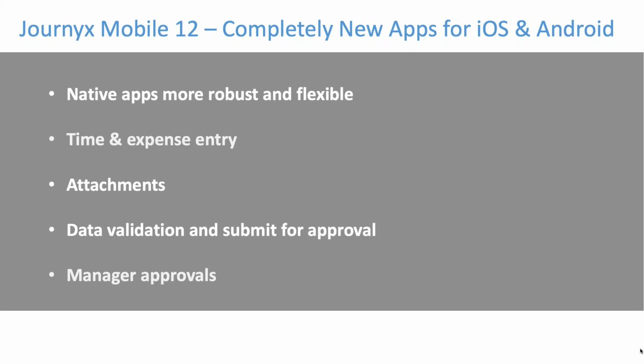Today we'll be looking at some of the basic functionality you have in the mobile app: time and expense entry, attachments, data validation, the ability to submit your sheets for approval, and finally managing your approvals. That's where we start with this new app, and then of course we have a roadmap, and we'll be building in new features as you give us feedback on what is most important to you. So let's go ahead and get started in the app.